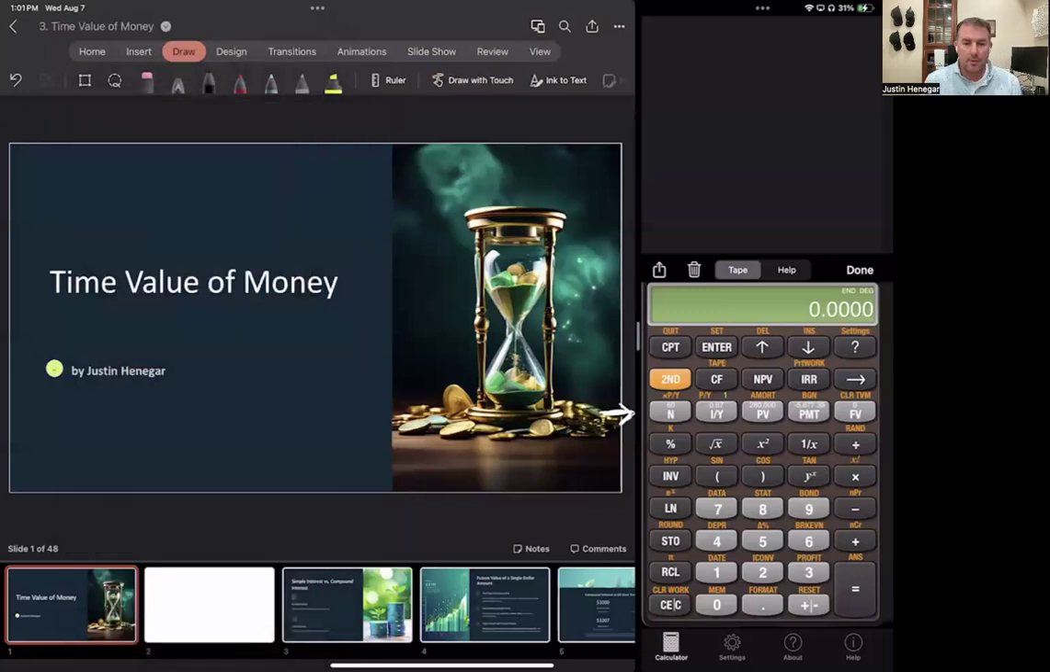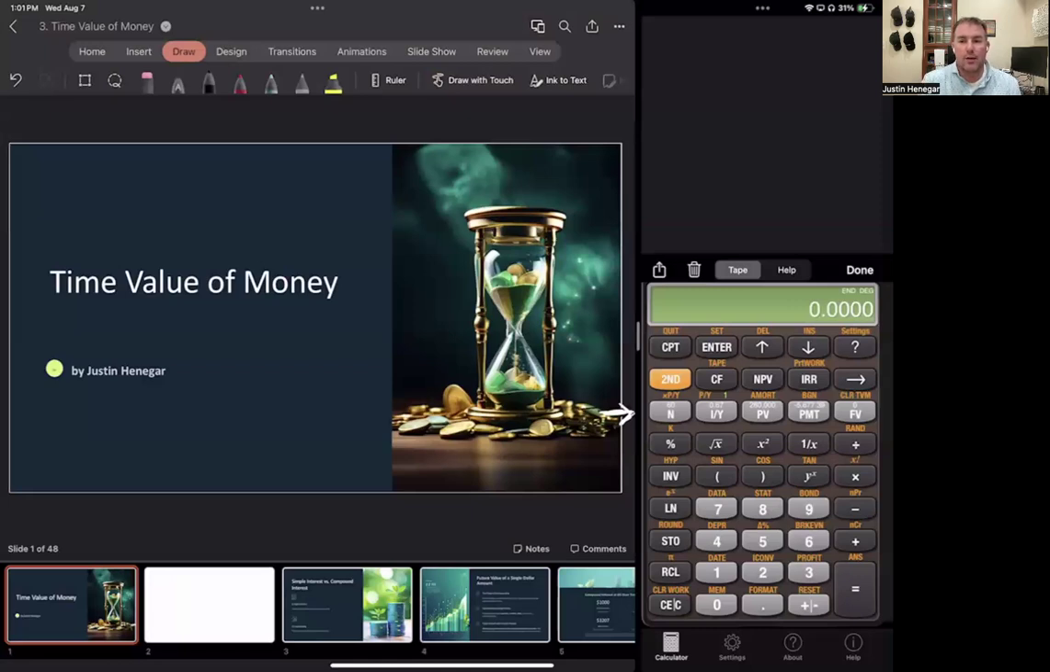All right, let me reiterate, we are not going to be going through the deck like I did in the two previous sections. This one, I really want to focus on how we're going to use time value of money and make sure we understand how to enter it in the calculator.